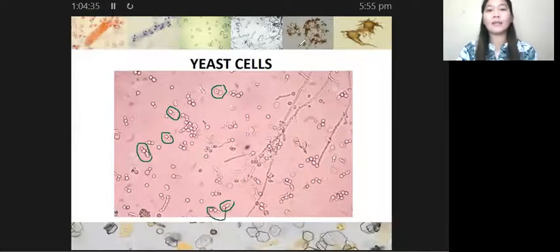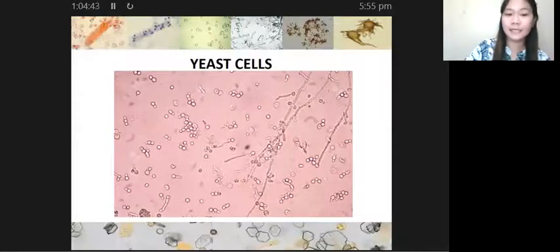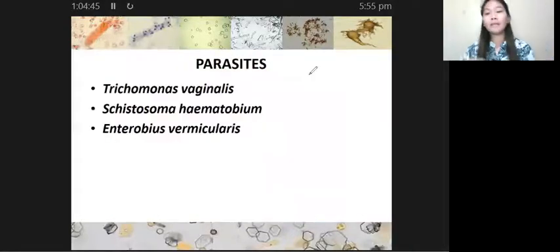So we are almost done. Last one? Oh, not yet, two more: parasites and then sperm cells. So next sediment, we have your parasites. This is also a favorite in the board exam. There are basically three parasites which we may be able to see in your urine sample: Trichomonas vaginalis, Schistosoma haematobium, and Enterobius vermicularis.